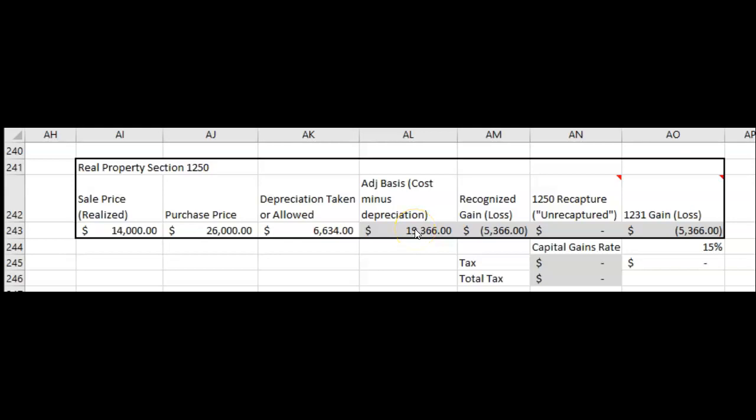Hello fellow students, I created this little calculator in Excel using formulas to help me determine the adjusted basis, recognized gain or loss, recapture, and a 1231 gain or loss on section 1250 real property. I also created one for section 1245.